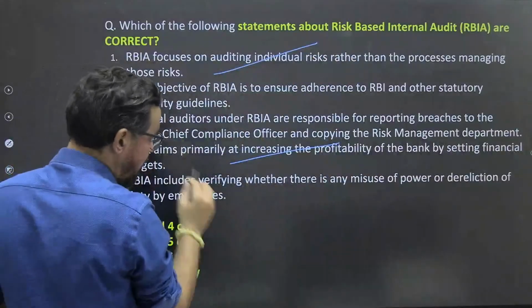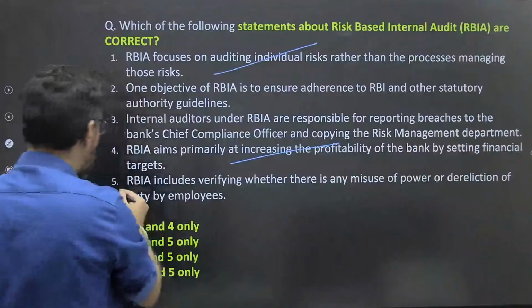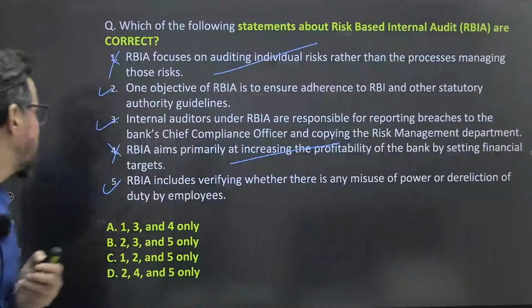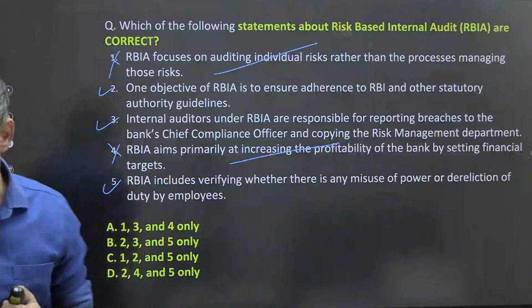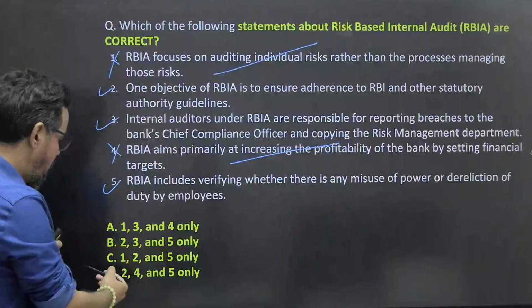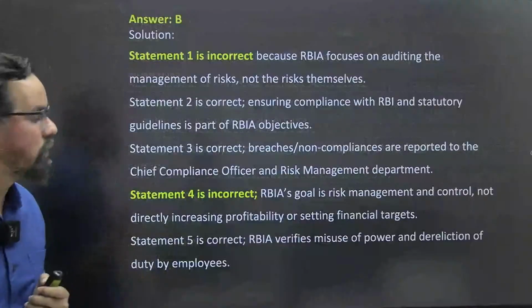RBI includes verifying whether there is misuse of powers and all. Okay, so these three statements are correct. These two statements are wrong. That means 2, 3, 5 should be the right answer for this one. 2, 3, 5 means, sorry, B should be the right answer for this particular one.